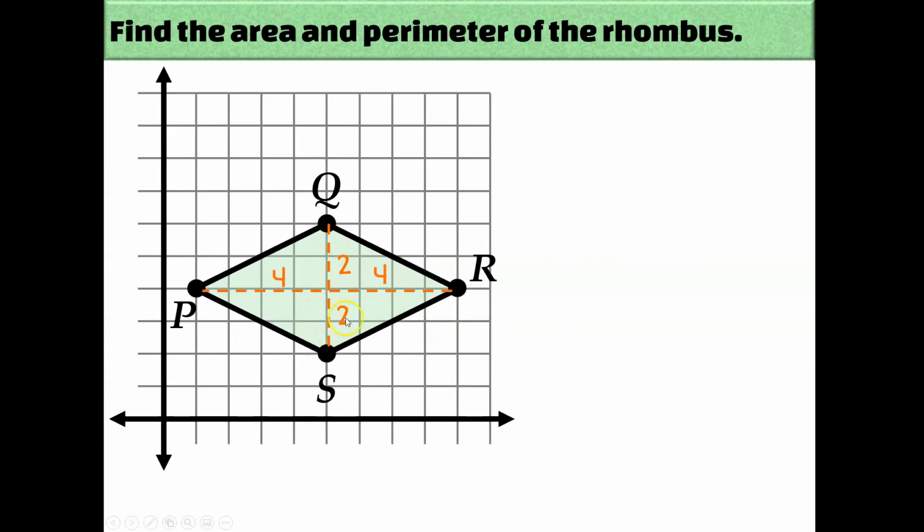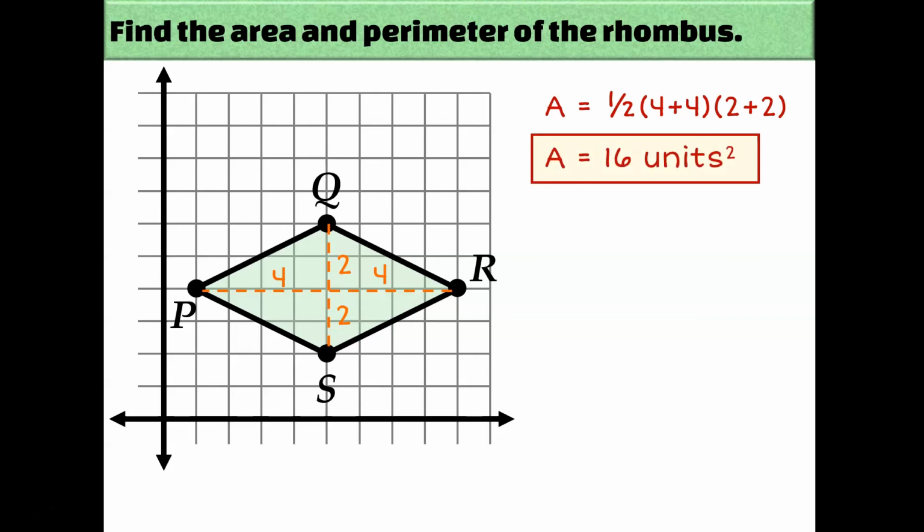The vertical diagonal is split into 2 and 2, so a total of 4, and the horizontal diagonal is split into 4 and 4, so a total of 8. So the area of this rhombus is equal to 1/2 times 8 times 4, which is a total of 16 square units. However, in order to calculate the side lengths, we would again need to use the distance formula.